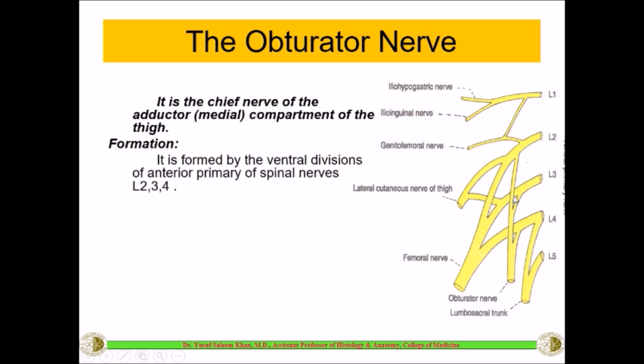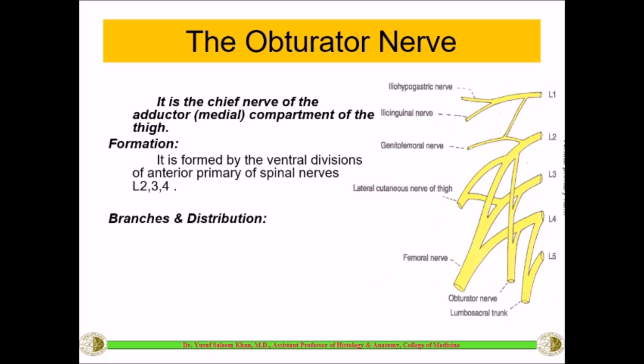And the ventral division, ventral means anterior division, will be supplying the medial compartment of the thigh, which, again, as I said, because of the rotation, will be supplied by the anterior or ventral division. So this obturator nerve, you should remember, is formed by the same root values as the femoral nerve, L2, L3 and L4, but by the ventral division of the anterior primary rami of the spinal nerves L2, L3 and L4.